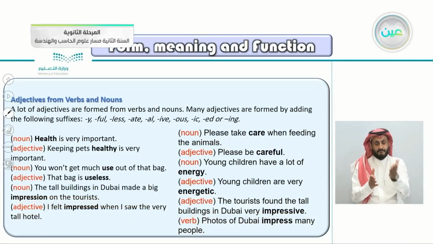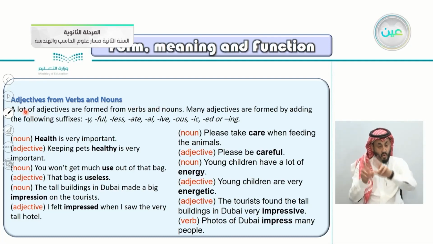Adjectives from verbs and nouns. If you remember, in the objectives, we say we'll be forming adjectives from verbs and nouns. Let's see how. A lot of adjectives are formed from verbs and nouns. A lot of adjectives, not all adjectives. A lot of adjectives are formed or derived from verbs and nouns.